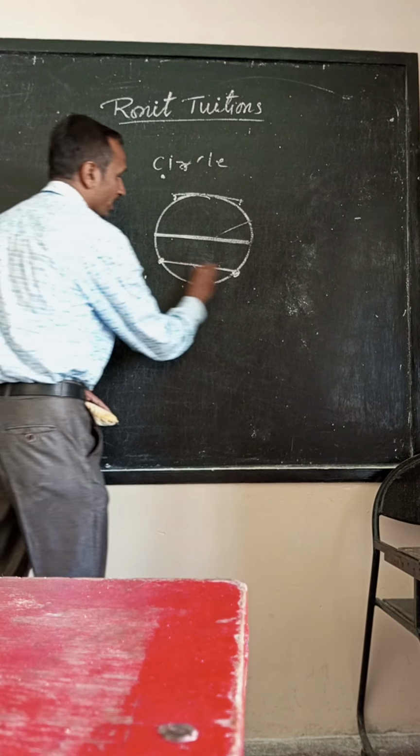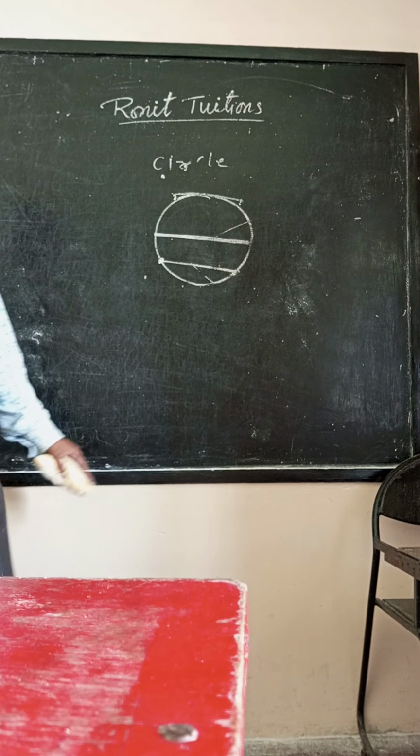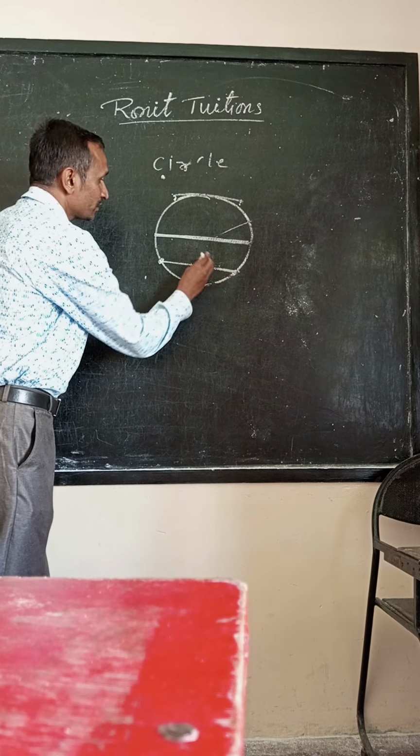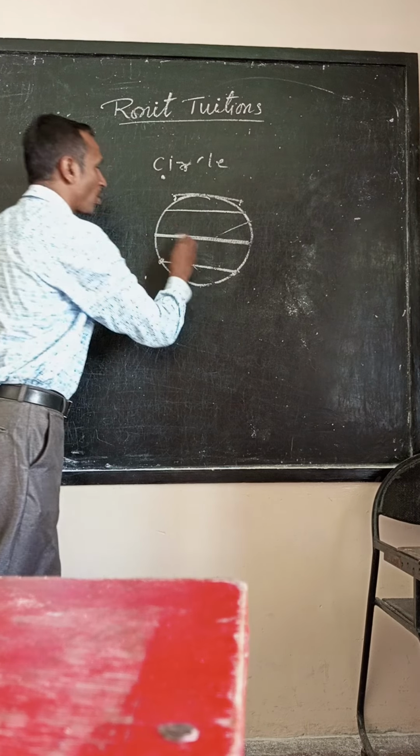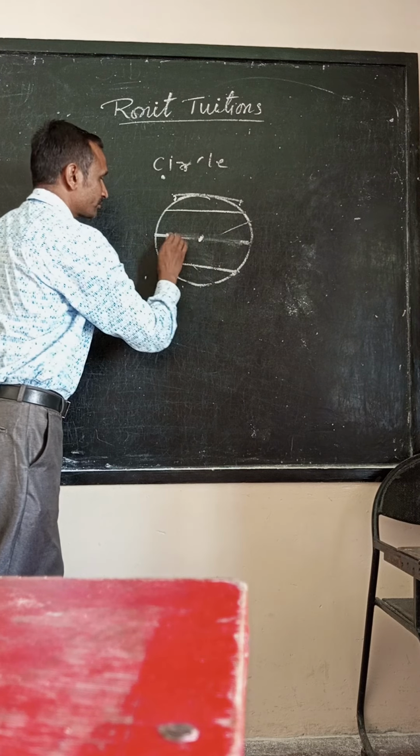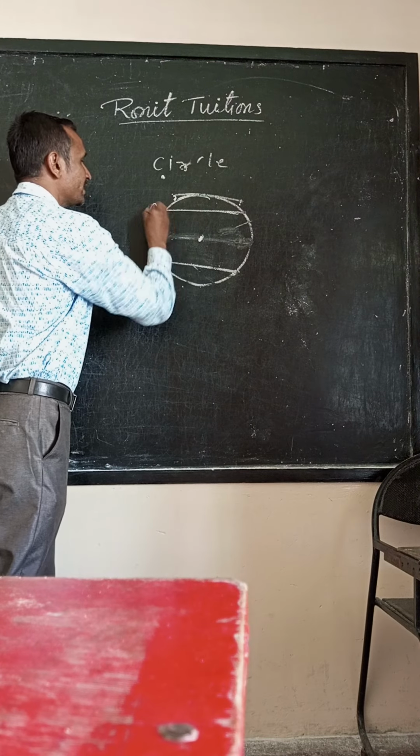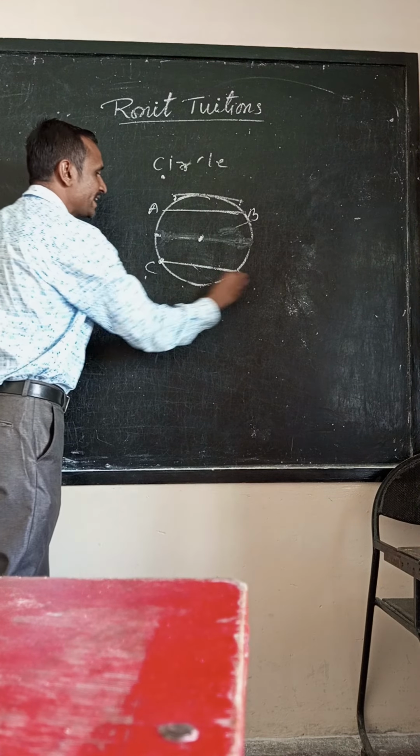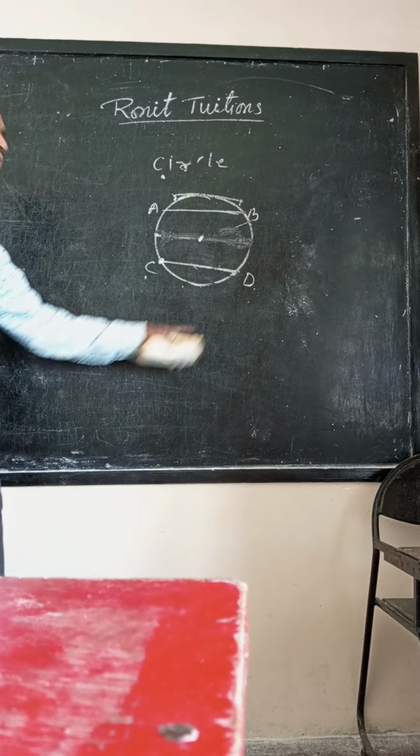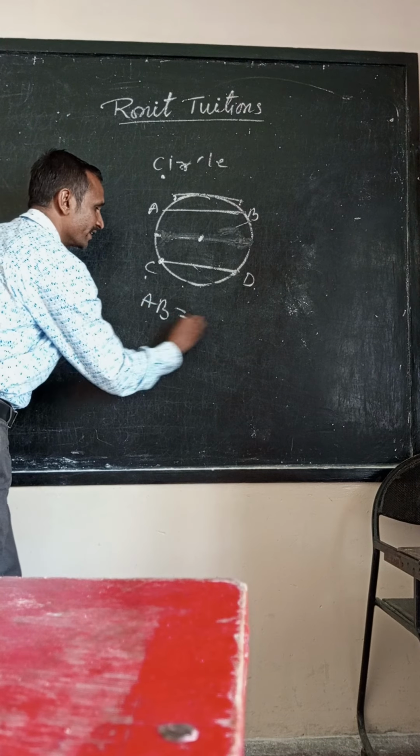Next, there are some properties for the chord. Number one, in the circle I have drawn two chords, and the chords are equal. Suppose this chord is A and B, and this is C and D. The two chords are equal, AB is equal to CD.